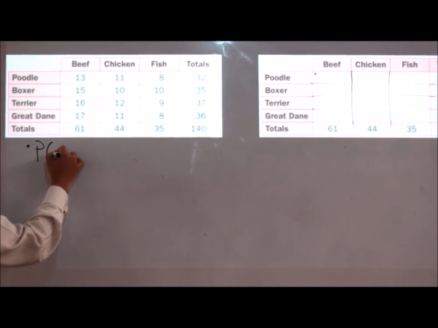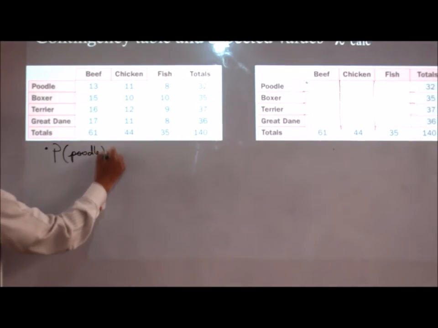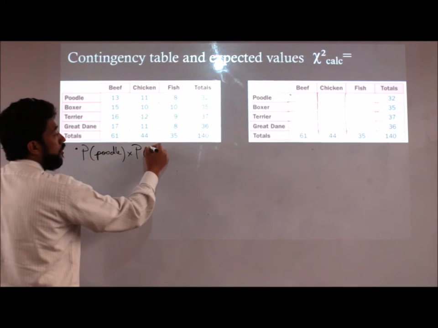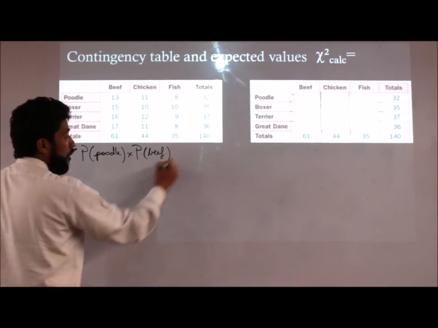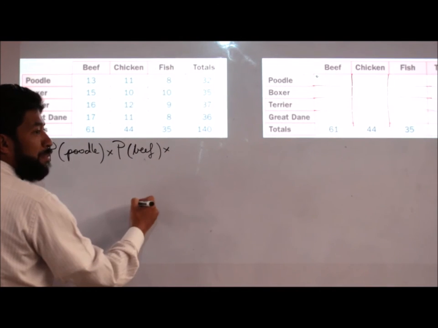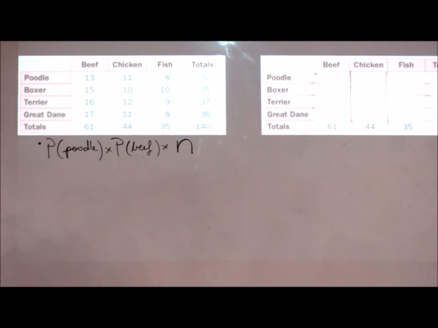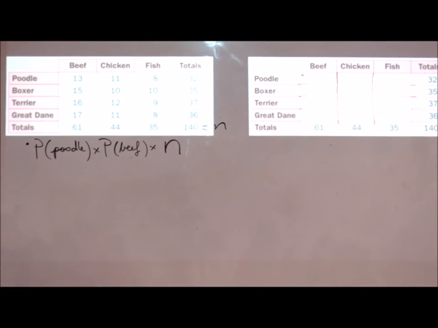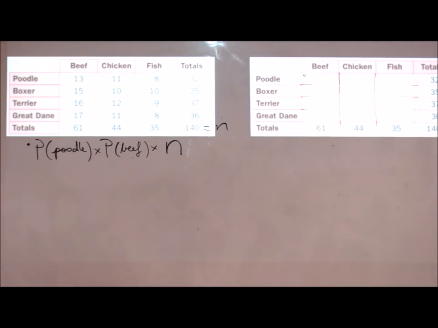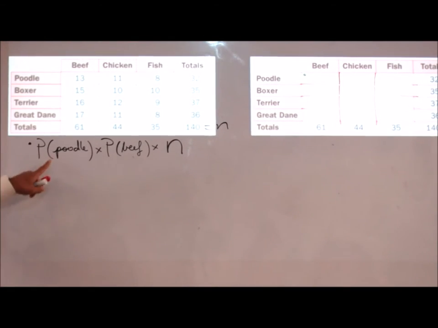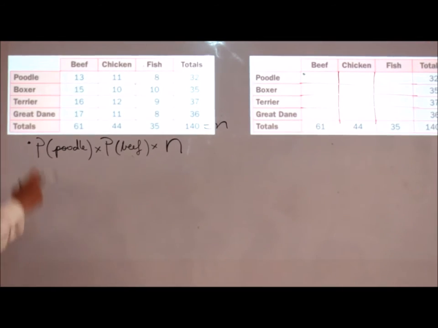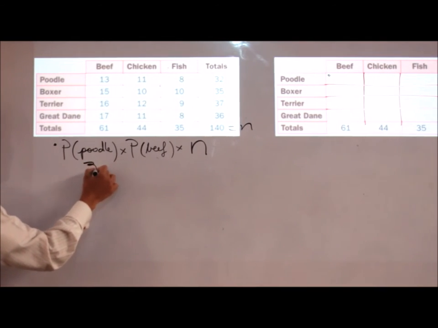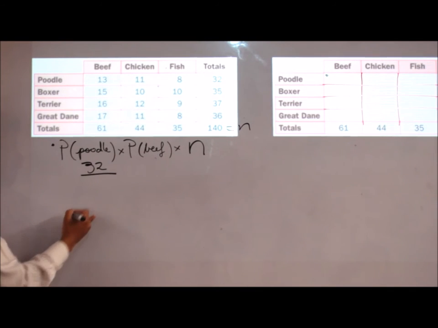Finding the probability of a poodle multiplied by the probability of beef multiplied by n. What is n? The total amount of items, 104. But it's not dividing? No, wait. The probabilities will have the division. Okay. Now, what's the probability of choosing a poodle? In total, there are 32, so it is 32 divided by 104.